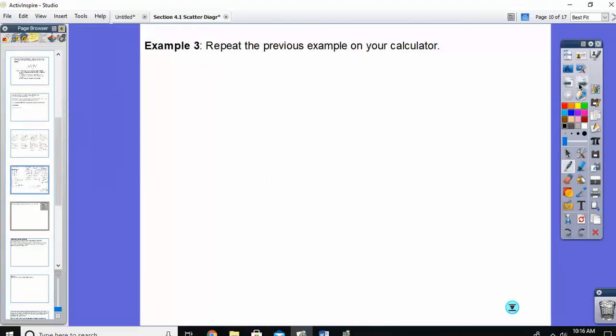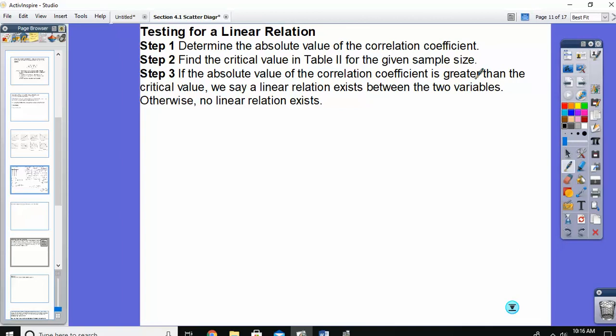If we look at this, what we're going to do is look at the absolute value of it, and we're going to use table 2. So go to your formula packet. It's the back of the second sheet, kind of halfway down. There's table 2. So this tells you an N and then a CV, a critical value. If the absolute value of your R is bigger than your critical value, then it would be considered linear.